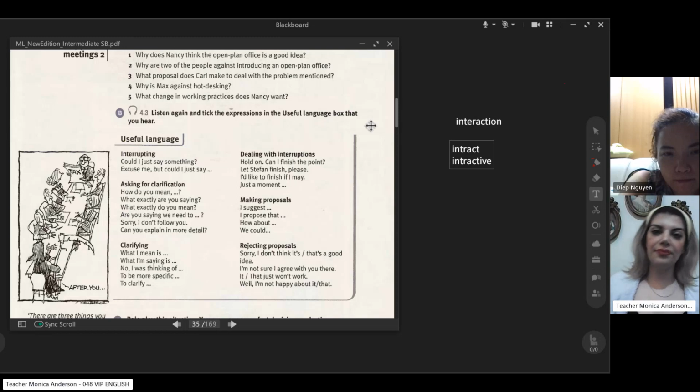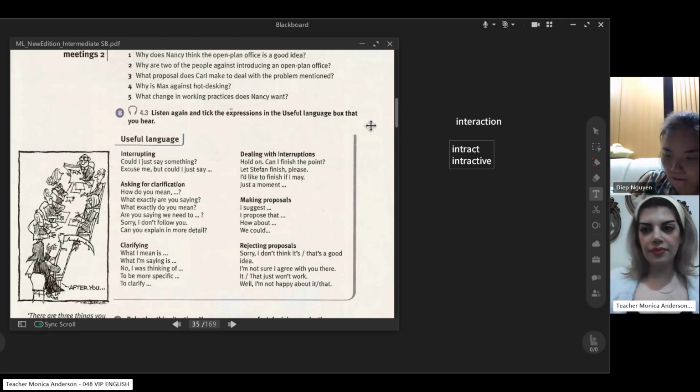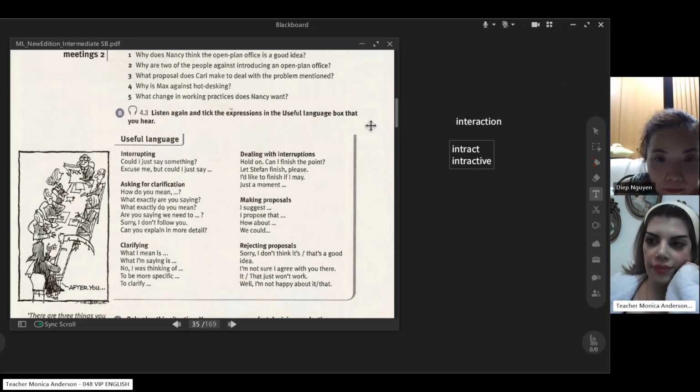Recording 4.3. Can we move on to the next point? The open plan office. Nancy, would you like to begin? I like the idea. It's good for communication. People see each other at the office. It's good for team spirit too. There's more interaction between people, and people work harder when they're on display.